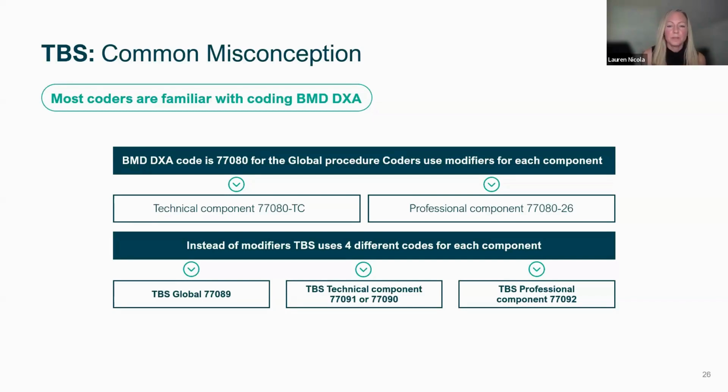Unlike DEXA, TBS has different codes to distinguish between the technical and the professional component. And again, that was done purposefully just in case there were some instances where maybe the TBS was done at one site, but it had to be sent off-site for the calculations themselves to be done. So the codes were constructed trying to make sure that there was fair reimbursement for every step of the process. So instead of the TC and 26 modifiers, TBS uses that global code, the 089, and then if it's not billed globally, you would bill either the technical component, the 091 or the 090, plus the professional component for the physician read, the 092.